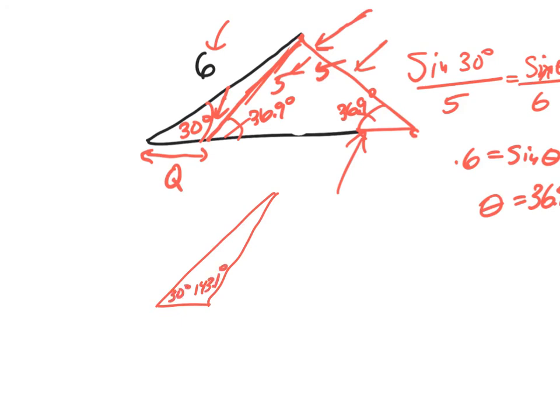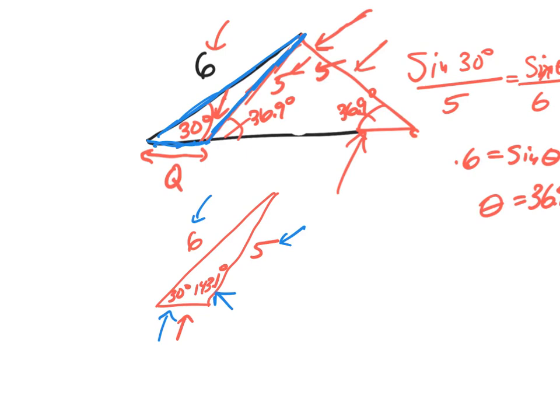30 degrees. This side is 6. This side is 5. And the only thing I didn't know was that side. Does that make sense to you so far? All I did is redraw this blue triangle right here, and I pulled it out and I put it down here. With this side is 6, this side's 5. This angle's 30, this angle's 143.1.